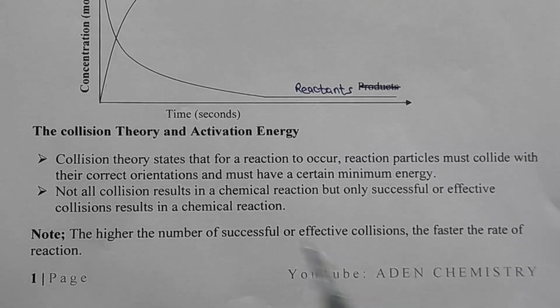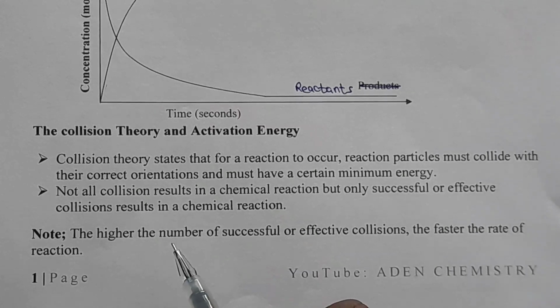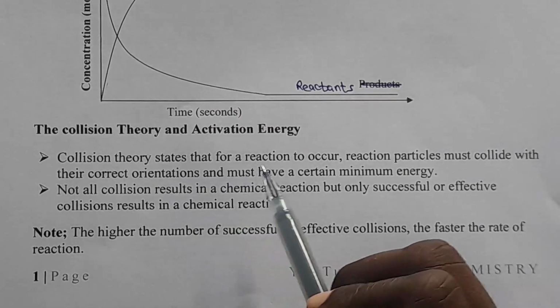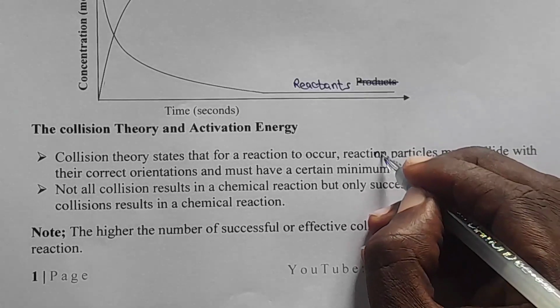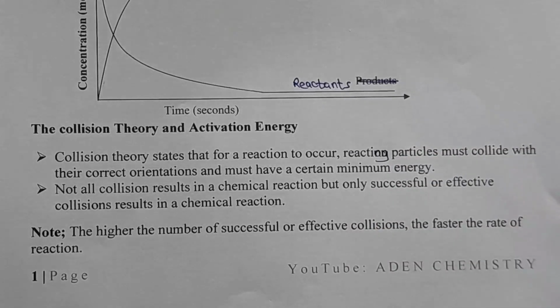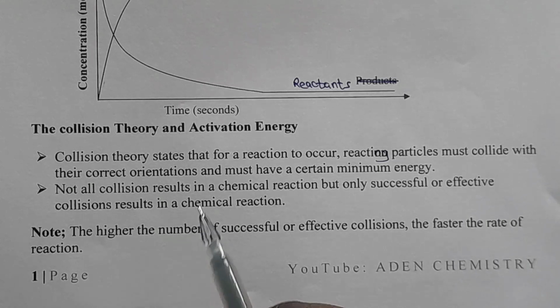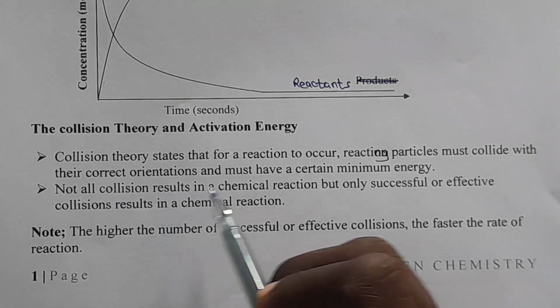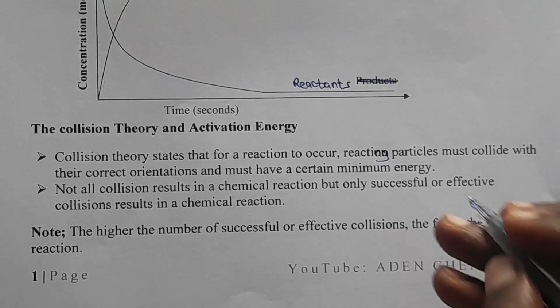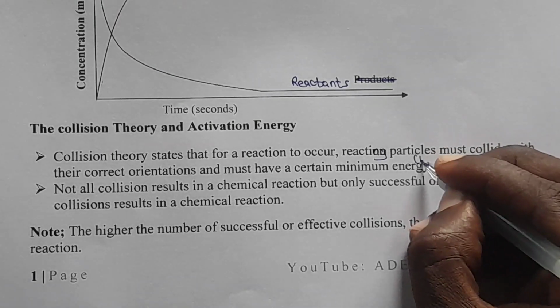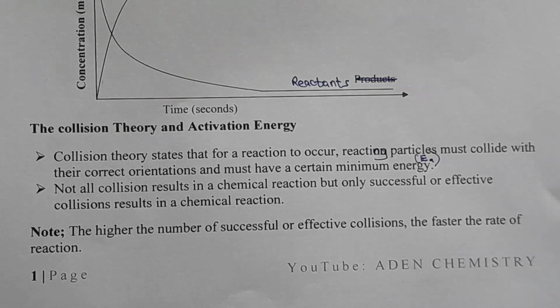Okay, next we are going to go to the collision theory and also activation energy. So we start. What does collision theory state? It states that for a reaction to occur, reacting particles must collide with their correct orientation and must have a certain minimum energy known as activation energy. Activation energy is written EA.